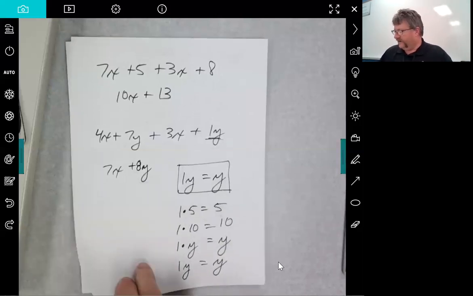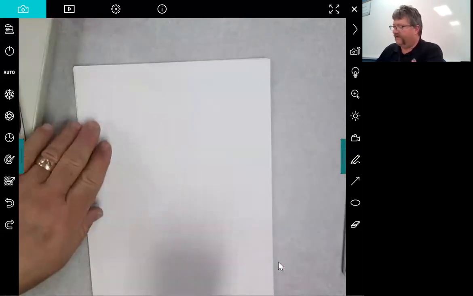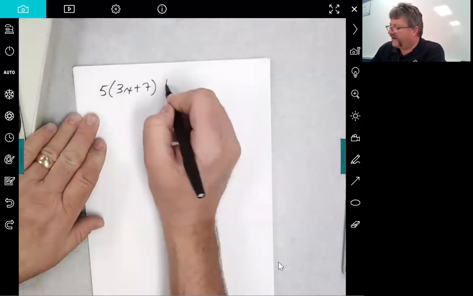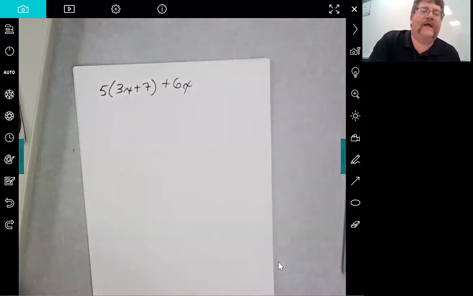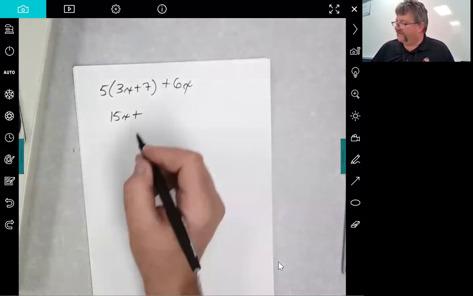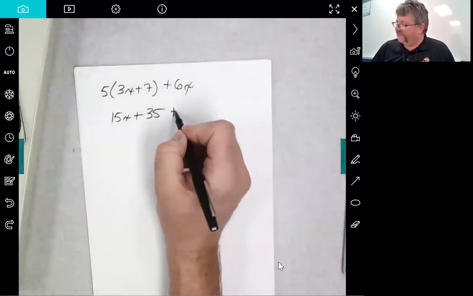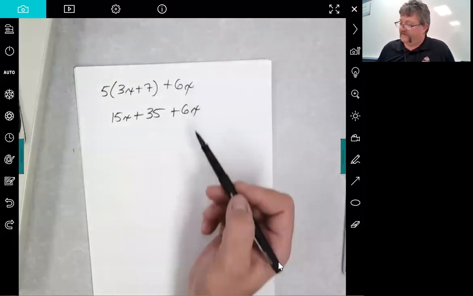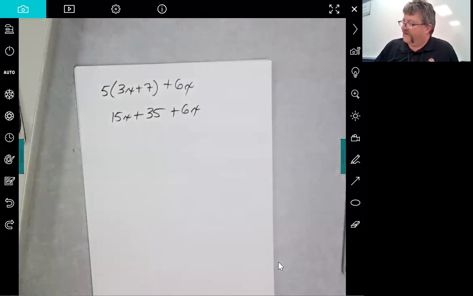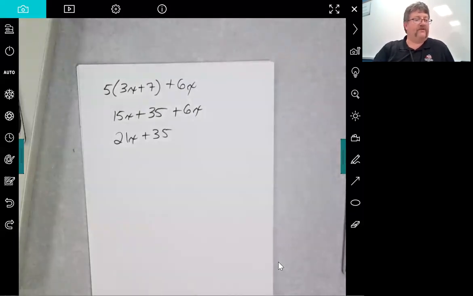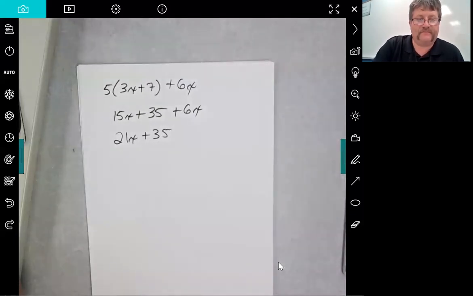All right, let's do a couple more here. Why don't we take, let's say, 5 times 3x plus 7, but then I'm going to add 6x afterwards. Okay, so what do I have? I have a distributing process there over that first parentheses. 5 times 3x is 15x, plus 5 times 7 is 35, but then I've got plus 6x coming on down. Now that does not get multiplied by 5, right? Because that's just coming down. So I have to add the 15x and the 6x together. That'll give me a 21x plus 35. Okay.